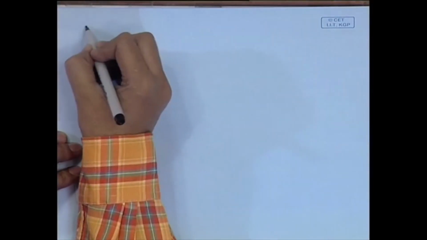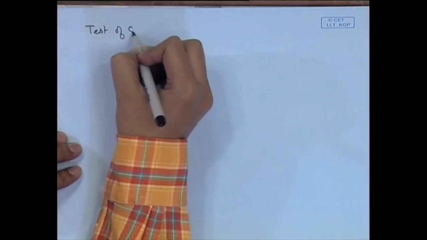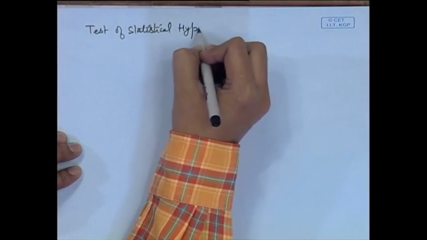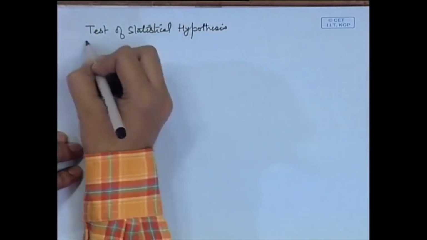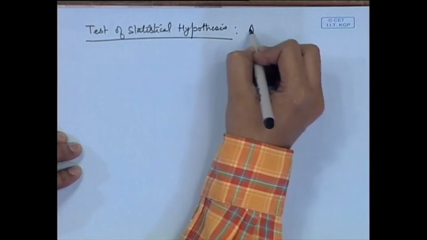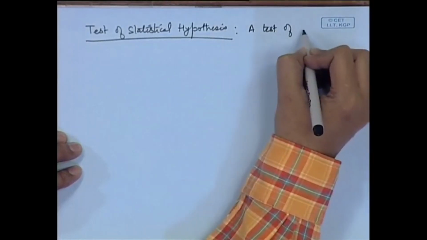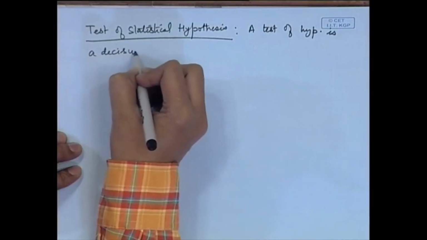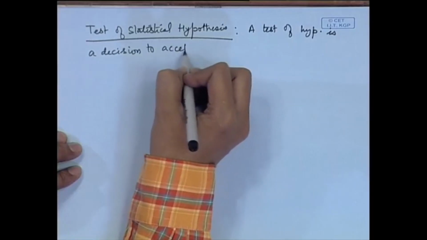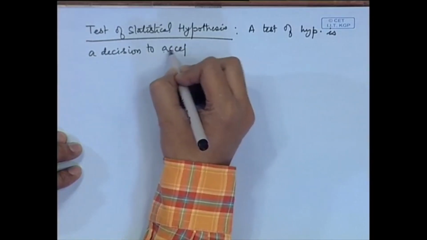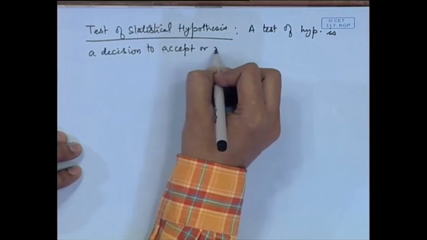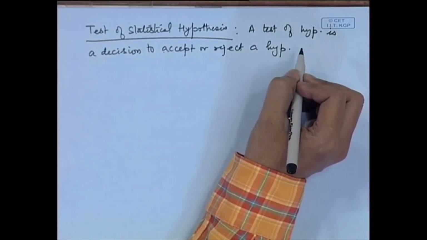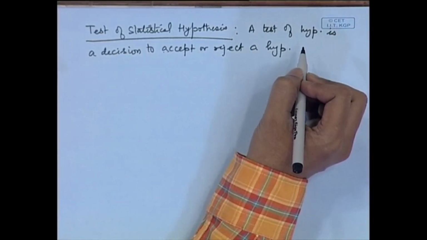So, next we talk about what is a test of statistical hypothesis. A test of hypothesis is a decision to accept or reject a hypothesis. Now, here let me specify the practical aspect of it.